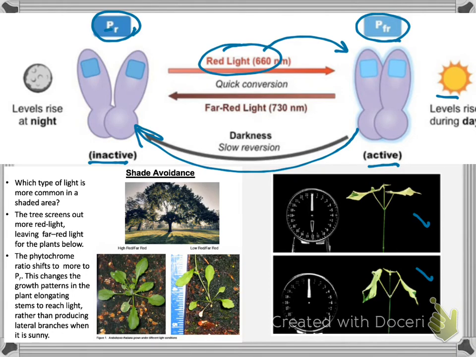So in terms of what's going on in a shaded area underneath a tree, it's going to screen out more of the red light, and it's going to leave the far red light for the plants below it. So the phytochrome ratio is going to shift more to the PR version, and it's going to change the growth pattern of those plants. The plants are going to start to elongate their stems to try to reach the light rather than producing a bunch of healthy, bushy branches where it's really sunny.